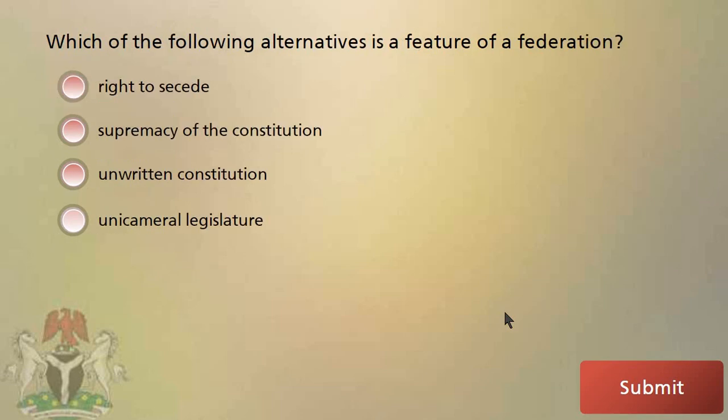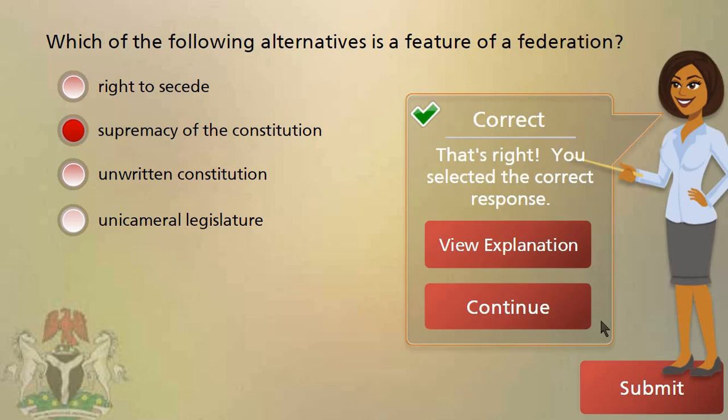Question 23. Which of the following alternatives is a feature of a federation? A. Right to secede. B. Supremacy of the Constitution. C. Unwritten Constitution. D. Unicameral legislature. The right answer is supremacy of the Constitution.